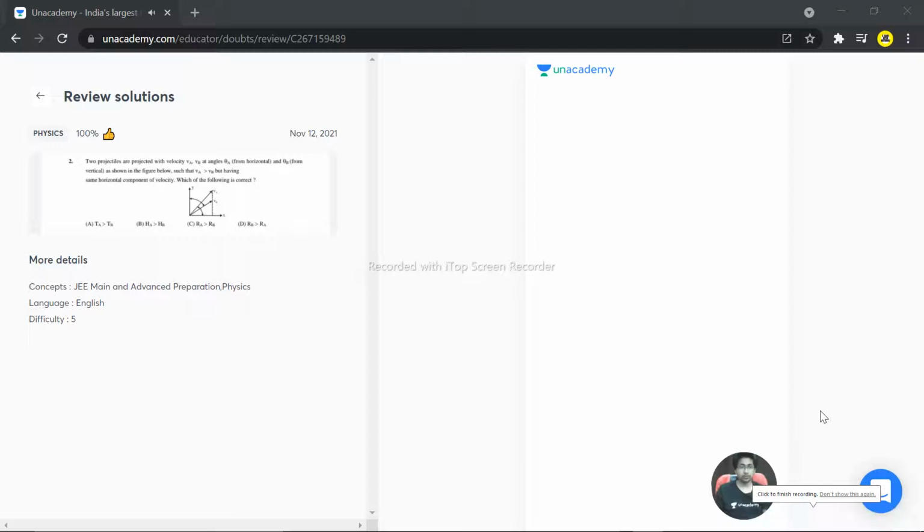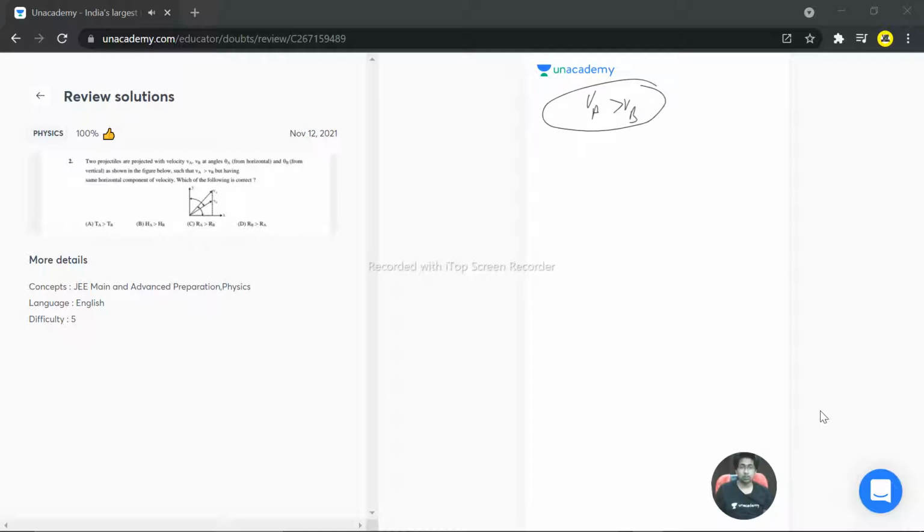Dear students, so we have a question over here. Two projectiles are projected with velocities VA and VB, at angle theta A from the horizontal and theta B with the vertical, as shown in the figure, such that VA is greater than VB. That is what is given in the question itself.